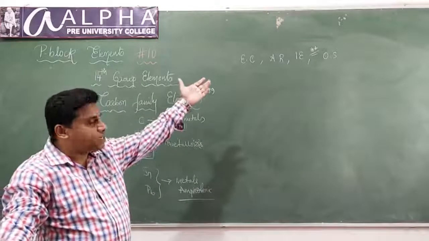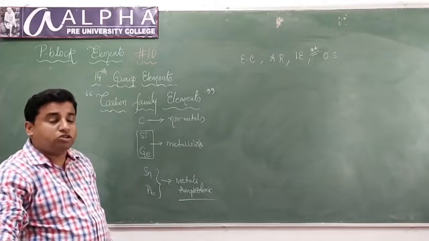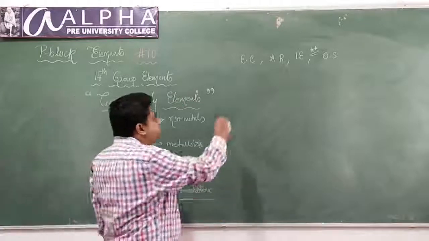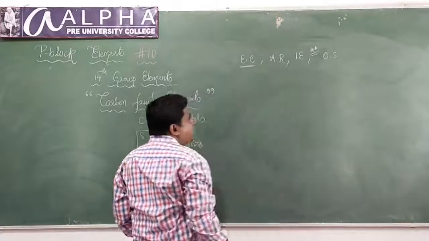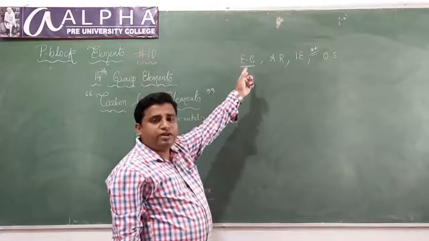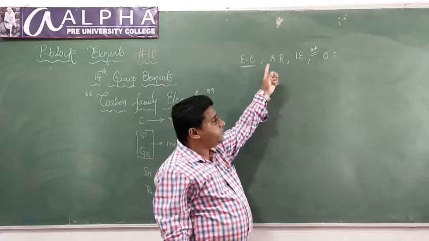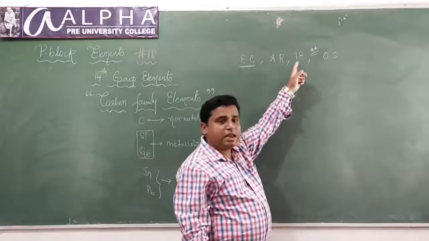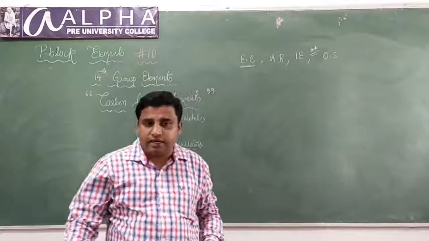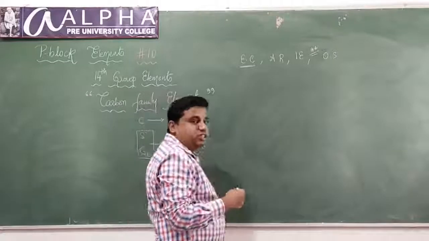So we have to discuss all these physical properties now. Shall we understand them one by one? First, let us talk about electronic configuration. If you know the electronic configuration very well, it is easy to explain atomic radius and ionization enthalpy, and very easy to understand oxidation state.